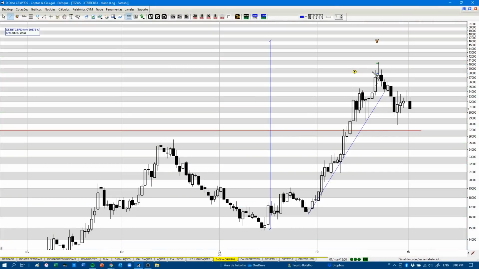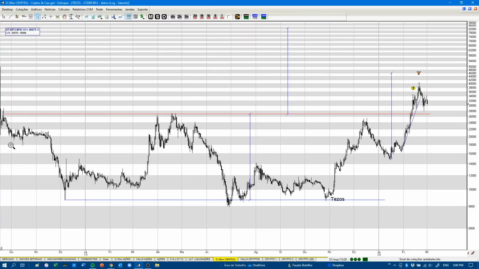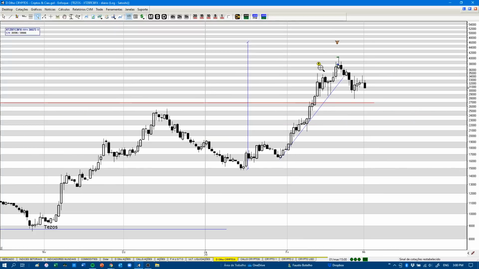It's a smart contract platform as well. So next one is Tezos. Well, Tezos broke the resistance of this sideways trend, and then it came down once, twice, but now it's flagging down. I think it's going to be testing this level again.